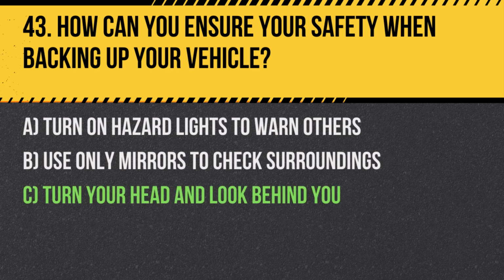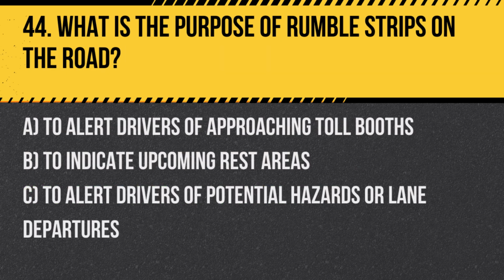Answer C. Turn your head and look behind you. To ensure your safety when backing up your vehicle, you should turn your head and look behind you while using mirrors to check your surroundings. Question 44. What is the purpose of rumble strips on the road? A. To alert drivers of approaching toll booths. B. To indicate upcoming rest areas. C. To alert drivers of potential hazards or lane departures.